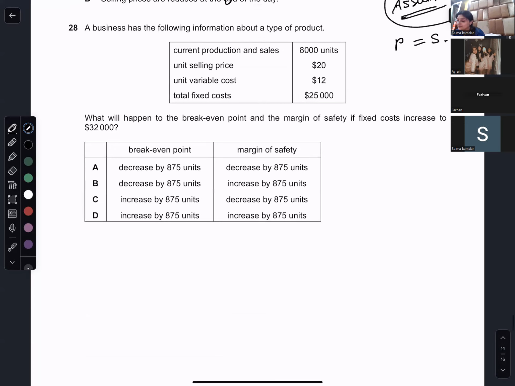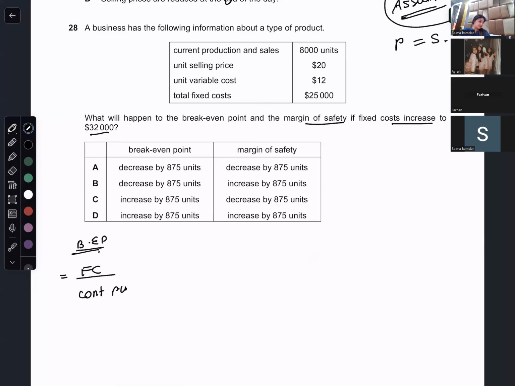Now the 28th one. What will happen to break-even point and margin of safety if fixed cost increases to 32,000? Let's calculate the current break-even point. How do you calculate break-even point? Fixed cost upon contribution per unit. It will be 25,000 divided by 8. So it's 3,125 units.